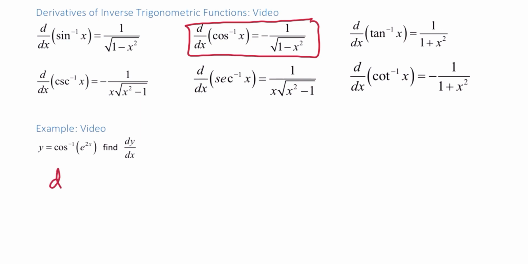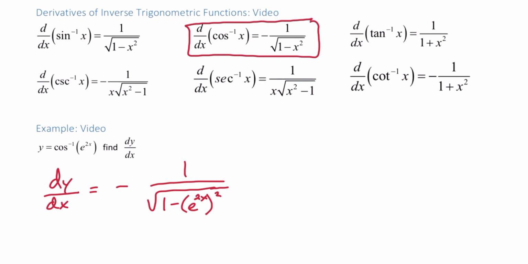So dy/dx is, using the formula, negative 1 over the square root of 1 minus, instead of writing just x, we're going to replace that x with the argument e to the 2x. And don't forget that that is squared.